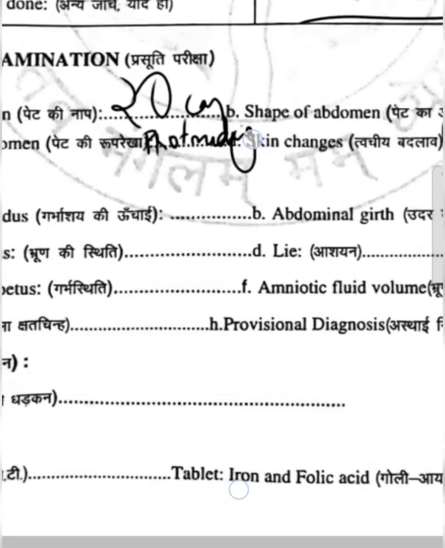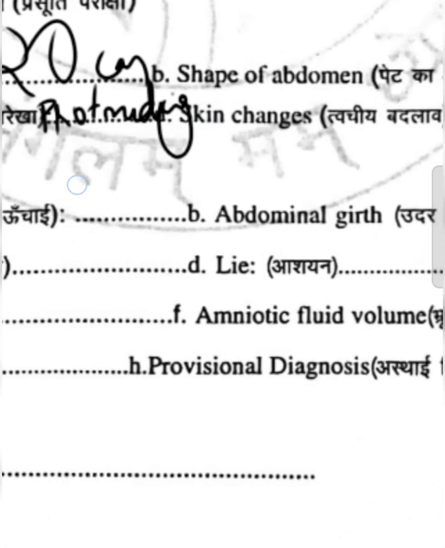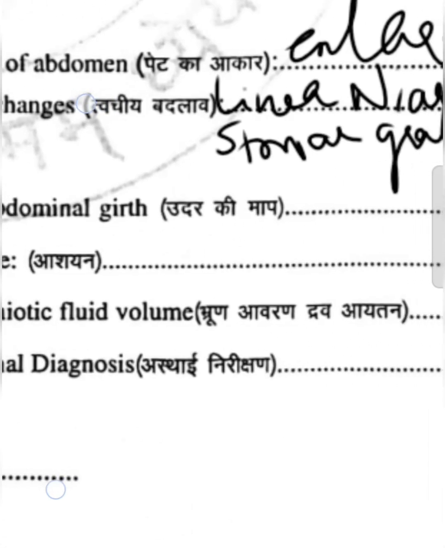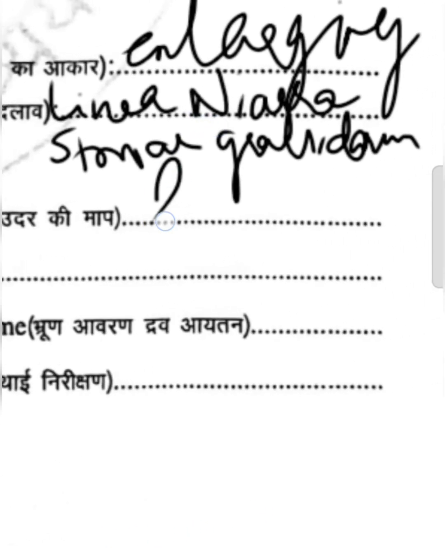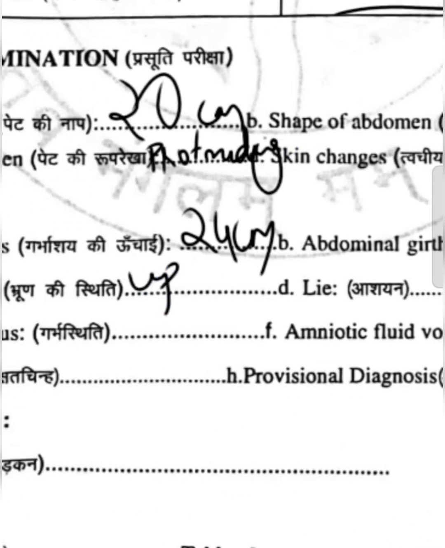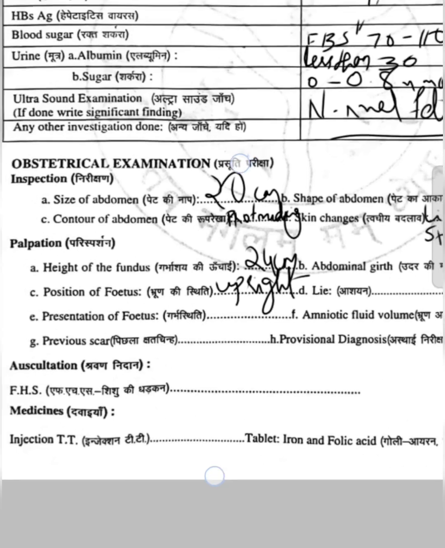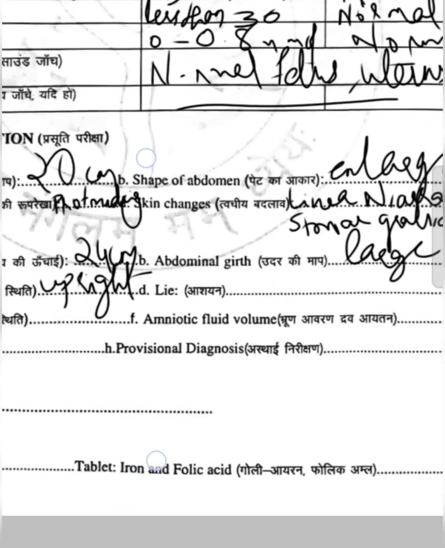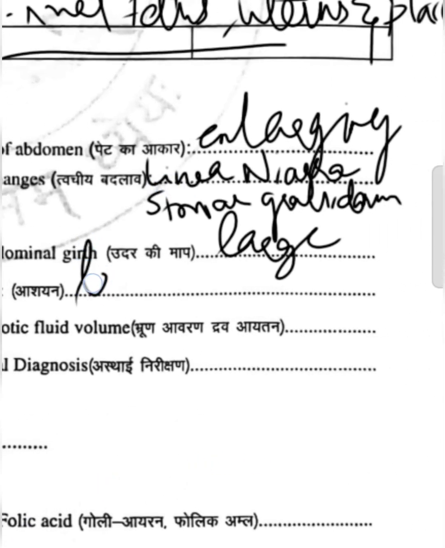Next we are going to write the palpation. Fundal height is 24 centimeter. Abdominal girth is large. Next one is position of the fetus. Here we can't determine the position of the fetus, so I am writing the upright position. And the lie may be longitudinal only, so let us write it here, longitudinal.